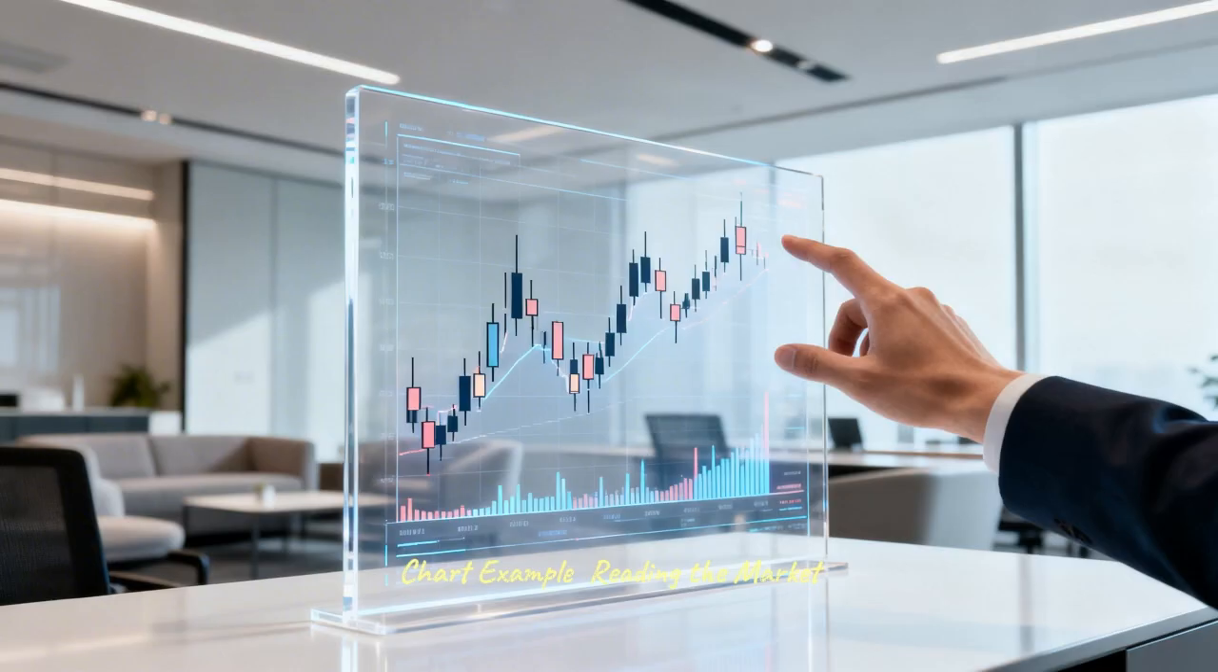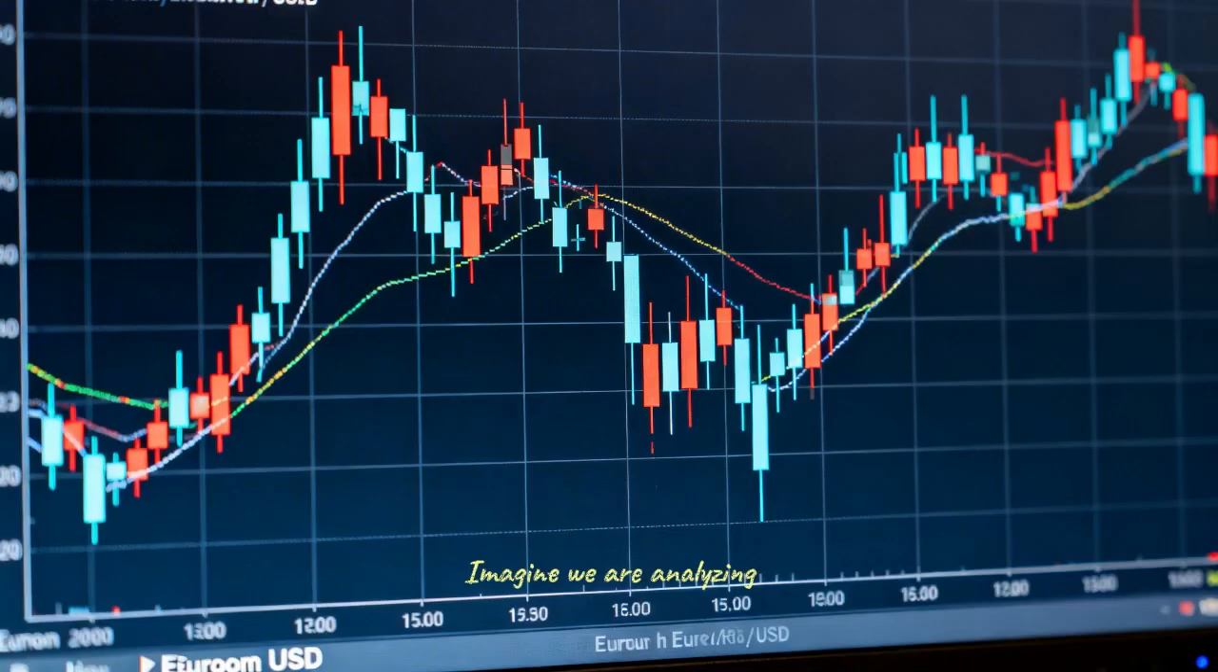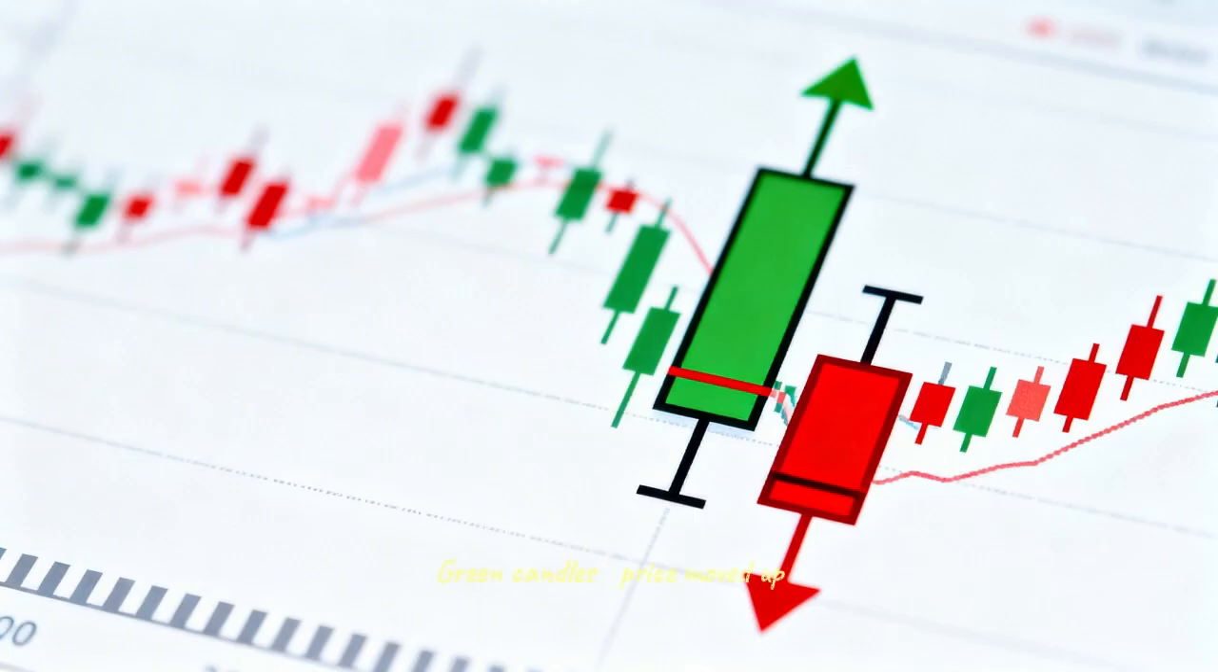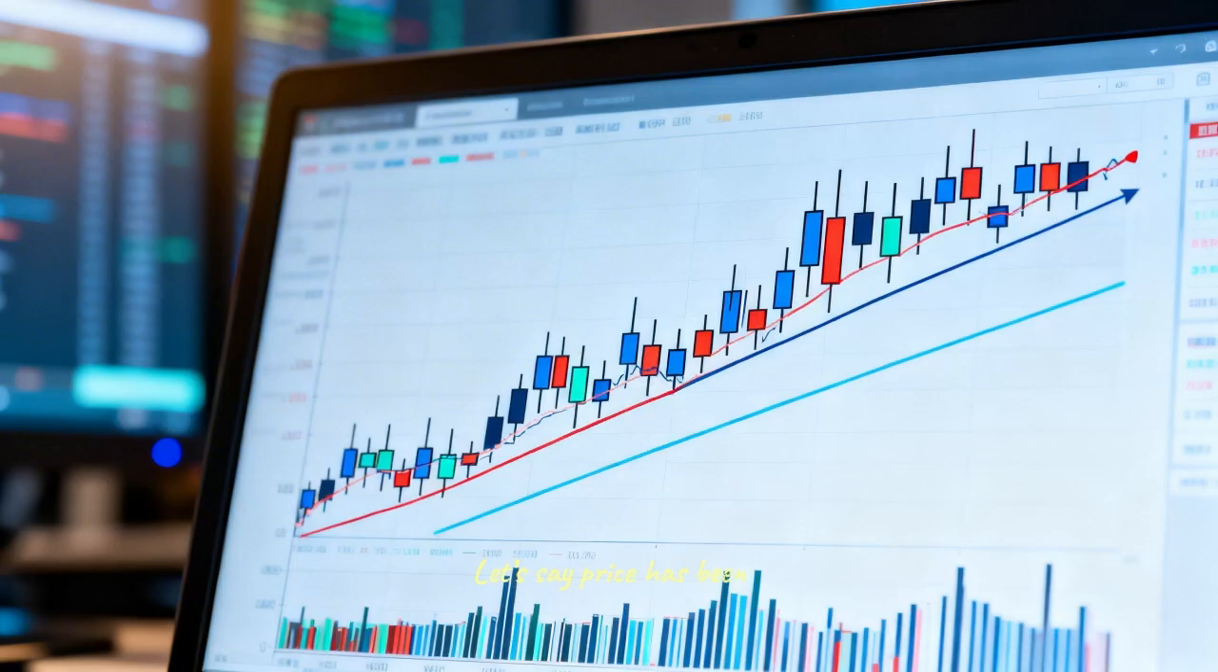Chart example. Reading the market. Now let's look at a chart example. Imagine we are analyzing EUR/USD on a 1-hour time frame using a candlestick chart. You'll see green candles, price moved up, red candles, price moved down. Let's say price has been creating higher highs and higher lows. That tells us the market is in an uptrend.